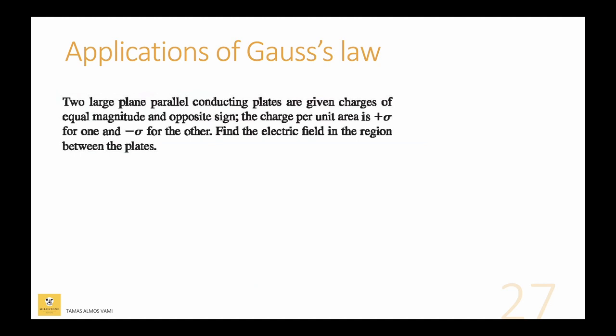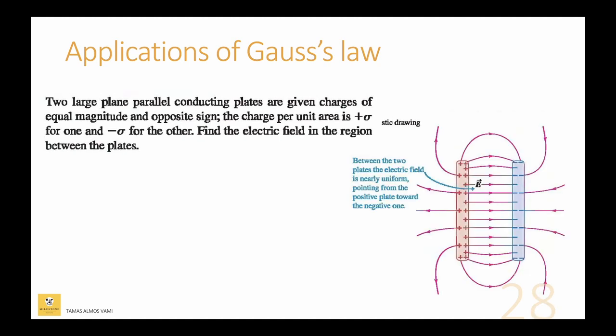This example is very important because we can use it in this second or third example where you have two plates now. So we have two large planes. Again, we could say that they are infinitely big, and both of them have the same charge, but they have opposite sign. So there is a plus sigma and there is a minus sigma, and we are interested in the electric field created by these two plates.